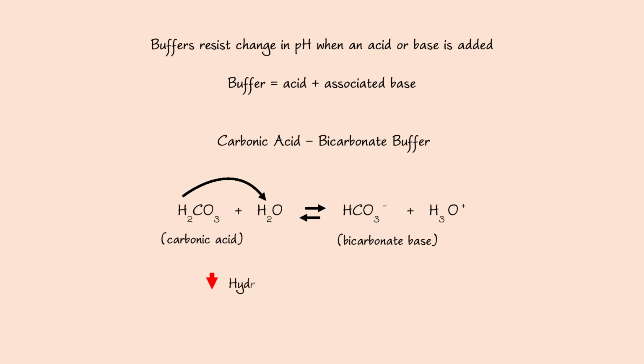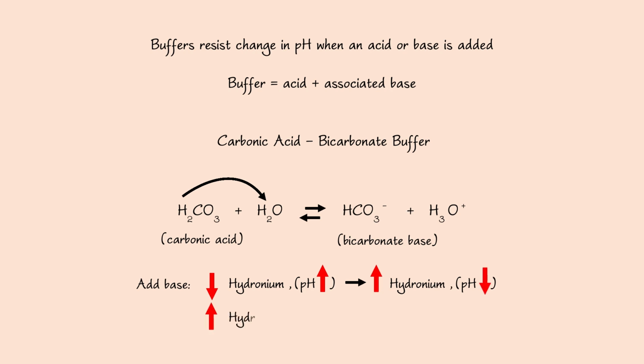If there is a decrease in hydronium due to addition of base, the pH increases. The equation shifts to the right to replenish hydronium. This results in a decrease in pH. If there is an increase in hydronium due to addition of acid, the pH decreases. The equation shifts to the left to consume hydronium. This results in an increase in pH. Both of these situations demonstrate how buffers minimize pH change.